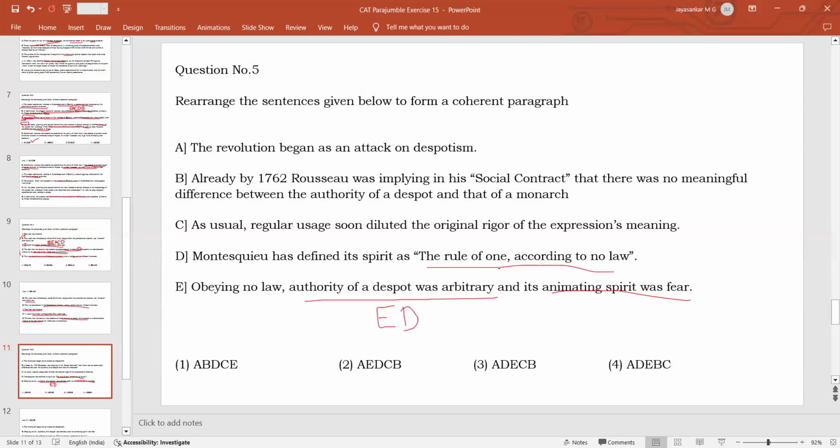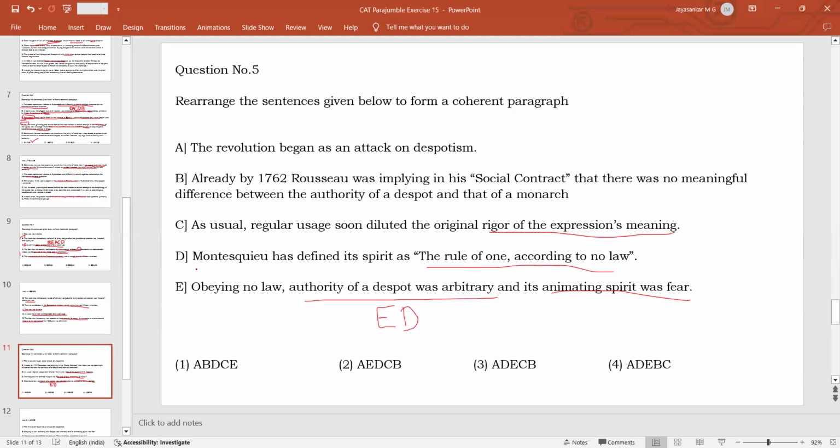Then what happens? Over a period of time, regular usage of this particular term diluted the original rigor of the expression's meaning. The expression here means the rule of one according to no law. So this expression's meaning was diluted over time through regular usage.